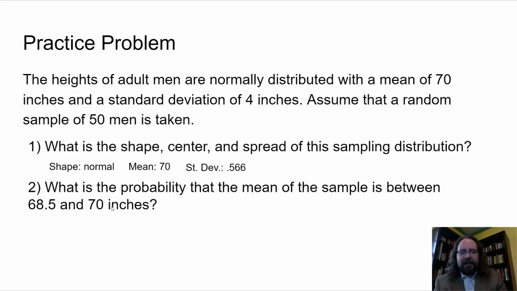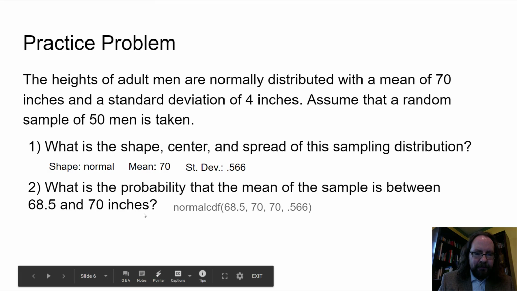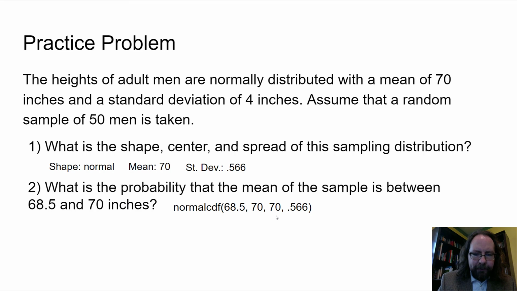What is the probability that the mean of the sample is between 68.5 and 70 inches? Well, again, since this is a normal curve, we're going to use normal CDF. Our left bound will be 68.5, our right bound will be 70. Our mean is 70, and our standard deviation is 0.566. You could do that on your calculator. It comes out to about 0.496.